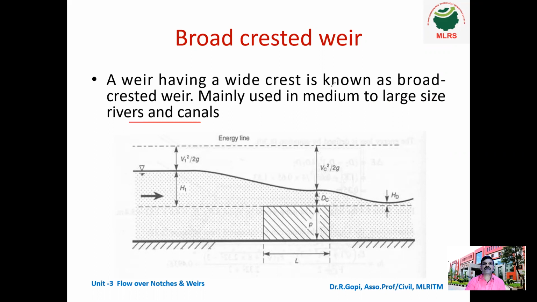This is the typical cross section of the broad crested weir. This is the crest portion, this is the cutting section. This is the upstream side, and this is the downstream side.